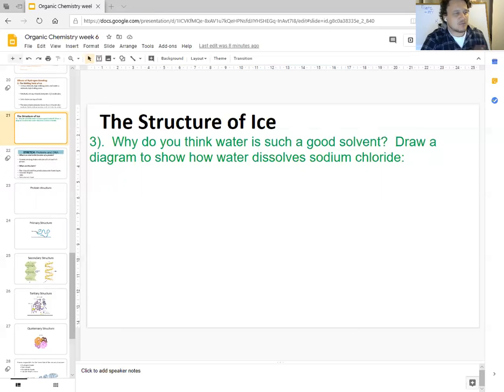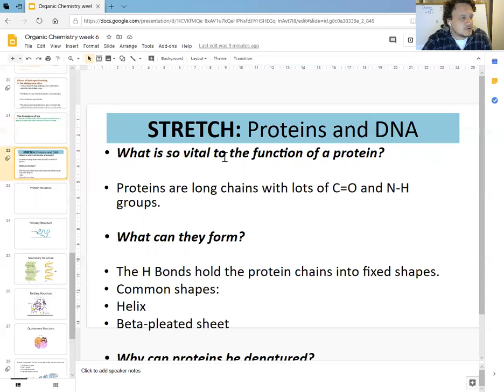So I want you to elaborate on that for me. Why? How does it happen? And we'll go through solubility next week. It's just a good little lead into it. And draw a diagram to show how water dissolves sodium chloride. So this is sort of jumping ahead, but it allows you to conceptualize what hydrogen bonding is and why it's important.